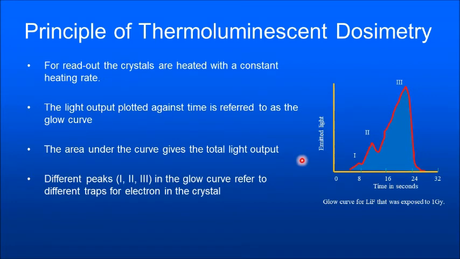And the different peaks here, 1, 2, 3, actually shown in this glow curve refer to different traps for electrons in the crystal. These refer to different traps in there. The maximum peak, this one, happens around 200 degrees centigrade temperature. So it has to be heated to a high temperature at a constant rate.